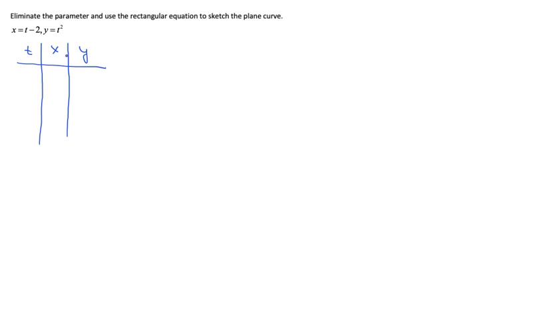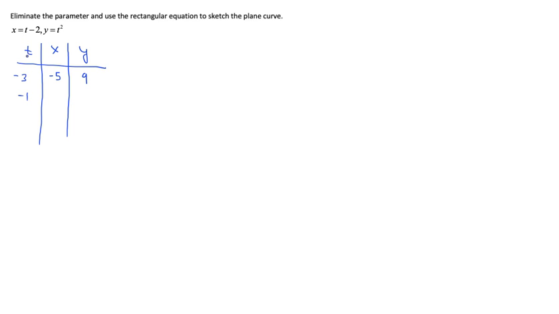We really don't want to go too small or too big, so let's pick t equals -3, for example. When t is -3, x is going to be -3 minus 2, which is -5. y is going to be -3 squared, which is 9. So we have generated one ordered pair. We can keep doing this. Let's pick a couple more.